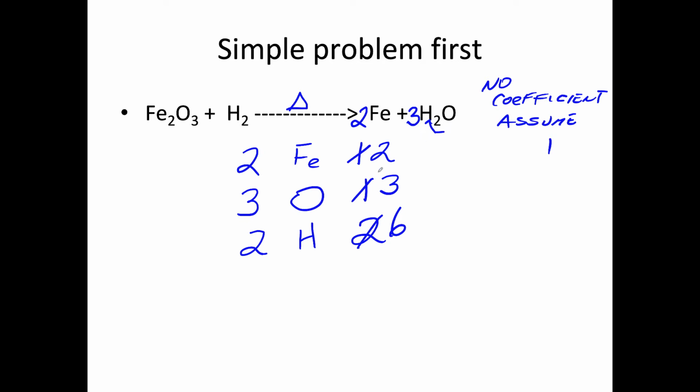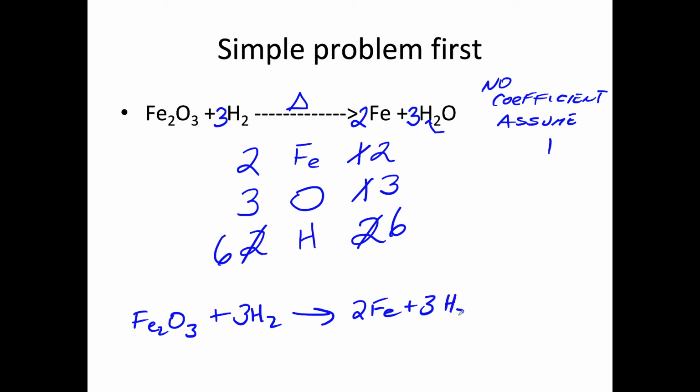to do that. Now we come to the left-hand side because we've got 6 hydrogens on the right, we've got 2 on the left, and we need 3 units of H2 to make that 6. Let's see, 2 and 2, 3 and 3, 6 and 6, everything's balanced. So we rewrite this as Fe2O3 plus 3H2 yields 2Fe plus 3H2O. Everything is balanced, everything's happy, and this is how you solve these things.